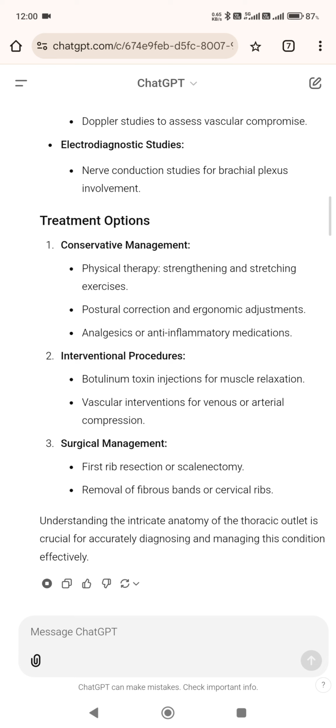Understanding the intricate anatomy of the thoracic outlet is crucial for accurately diagnosing and managing this condition effectively.